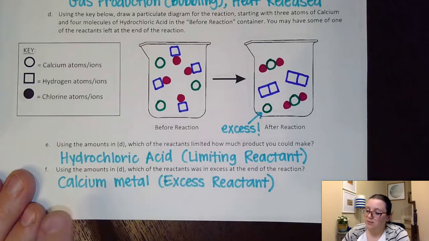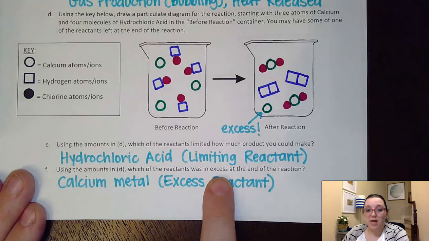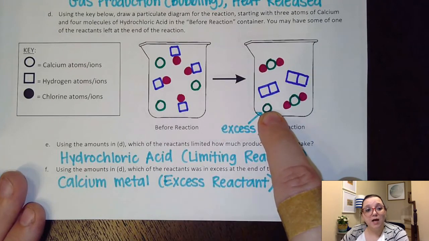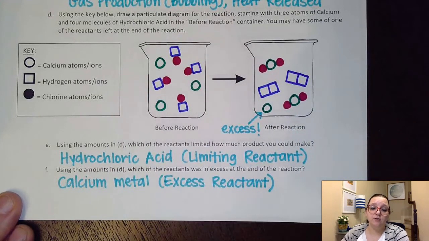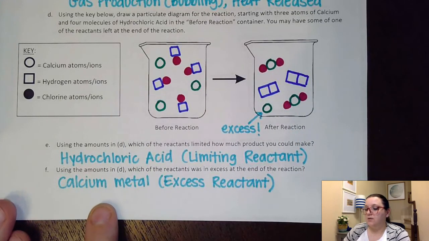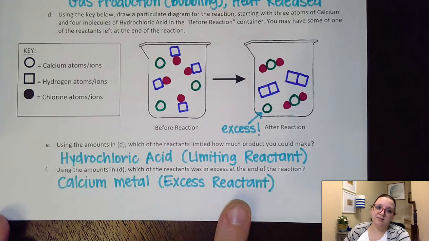Last but not least, it says, hey, which of the reactants was in excess? So as we already said, I did not use up all of the calcium in order to react all the hydrochloric acid, and so therefore the calcium metal would be considered my excess reactant.